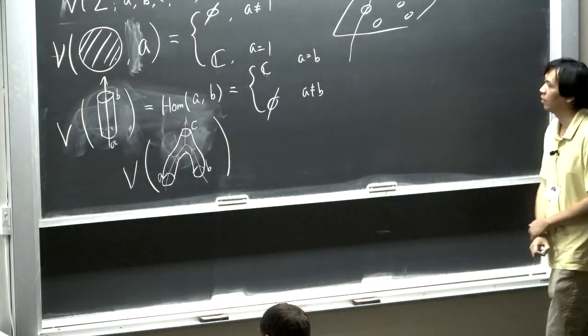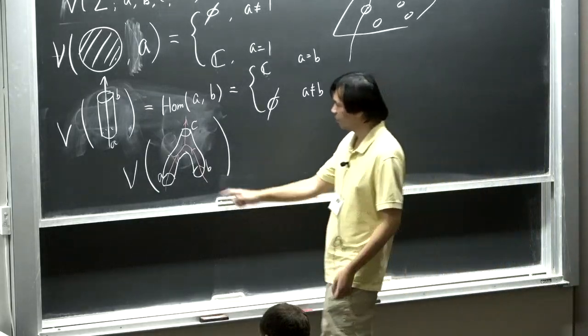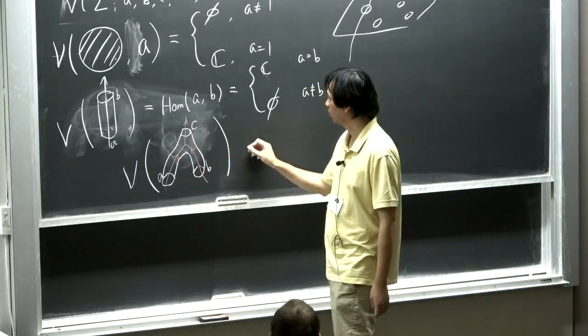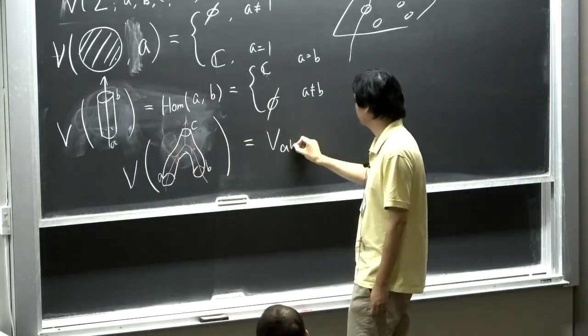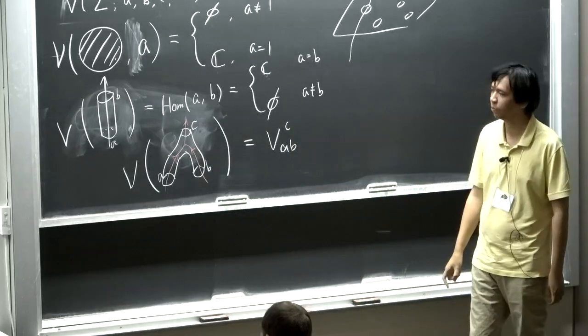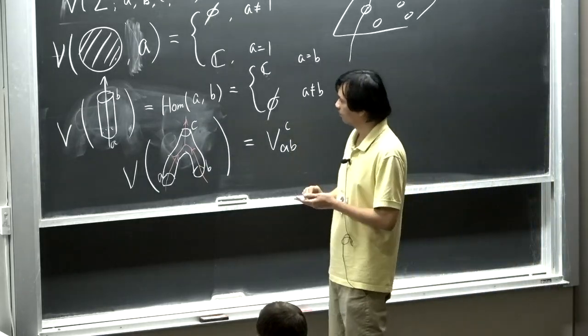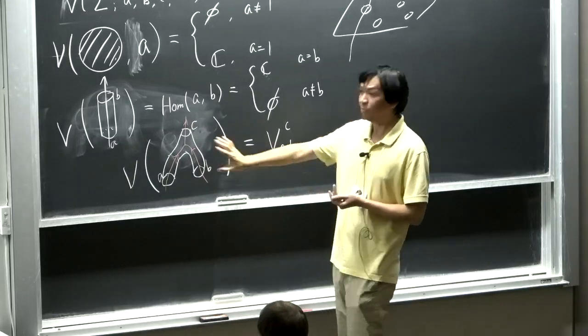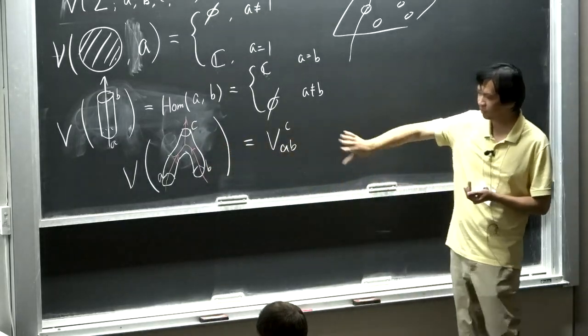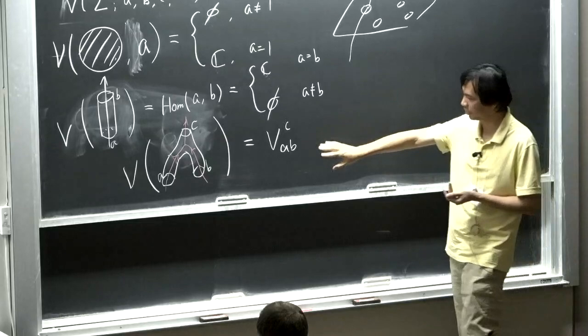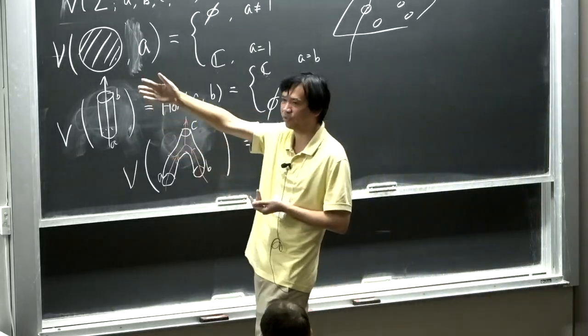Okay. And there's a vector space associated with this picture. And we just denote this as A, B, C this way. Now, being able to draw this picture and assign a vector space to this picture already tells us a lot about what this label set should do.